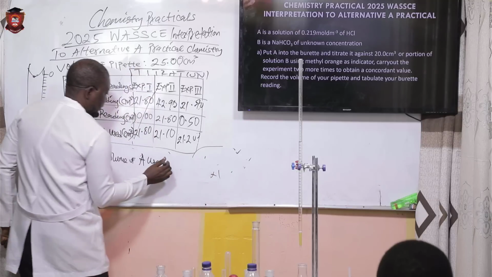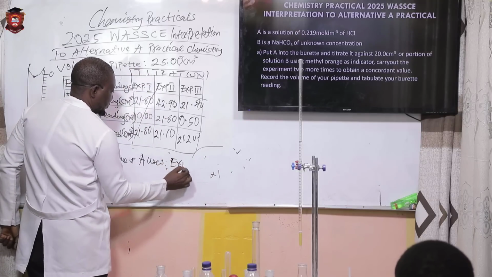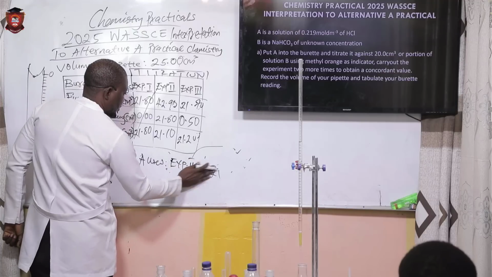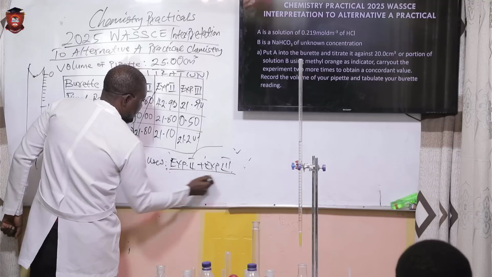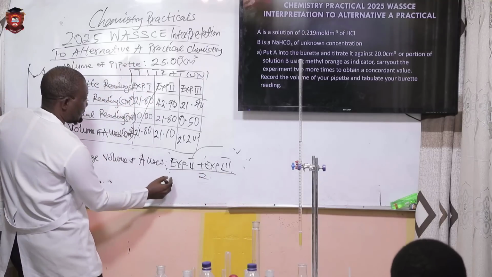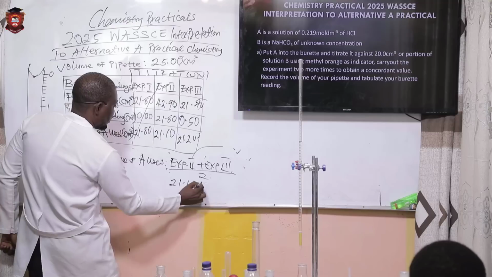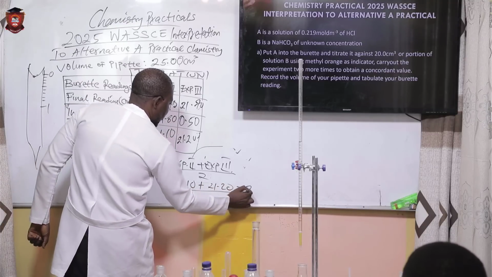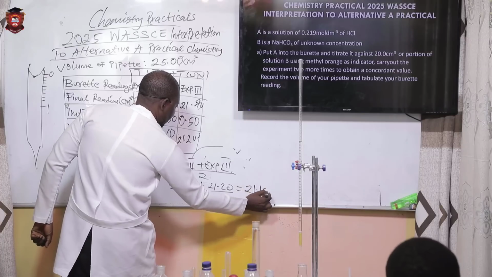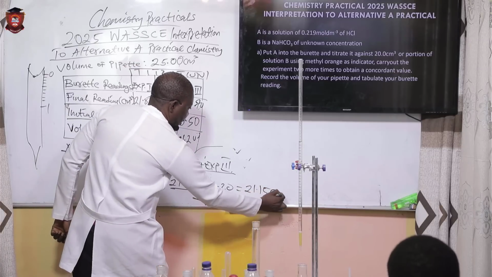What do we use here? We use experiment 2 plus experiment 3, then we divide by 2. So what do we have here now? 21.10 plus 21.20 divided by 2. What do you have now in total? 21.15. Check if it's correct. Centimeter cube.